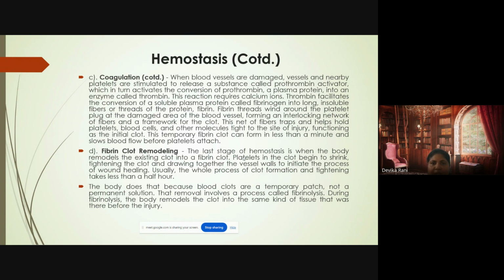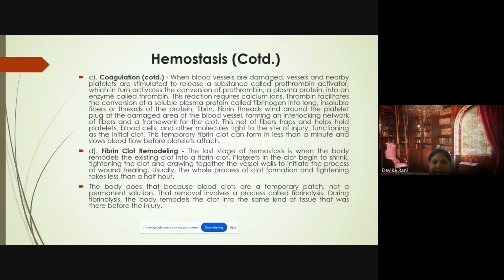Now, the last stage of hemostasis is when the body remodels the existing clot into a fibrin clot. Platelets in the clot begin to shrink, tightening the clot and drawing together the vessel walls to initiate the process of wound healing. Usually, the whole process of clot formation and tightening takes less than half an hour.